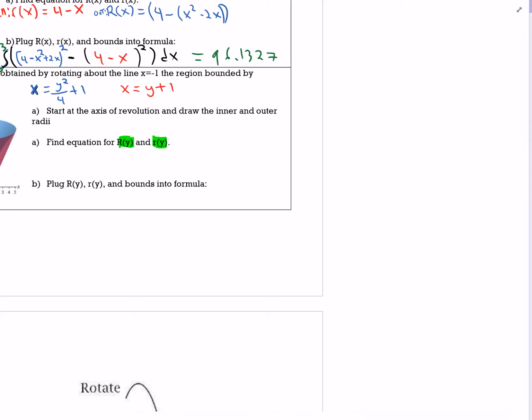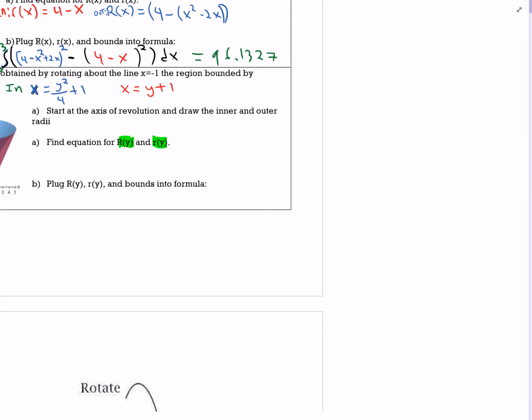And so we need to decide which one of those is the inner function, which one's the outer function. And since we're not rotating about an axis, like the y-axis or the x-axis, there's going to be some number that we have to add. So again, to do this, it's the same idea. We're going to start at the axis of rotation, and we're just going to start drawing a line towards our function. The first function I hit is my inner radius, right? So that means the blue one is the inner, and the second function I hit is my outer radius. So the red one is my outer radius.